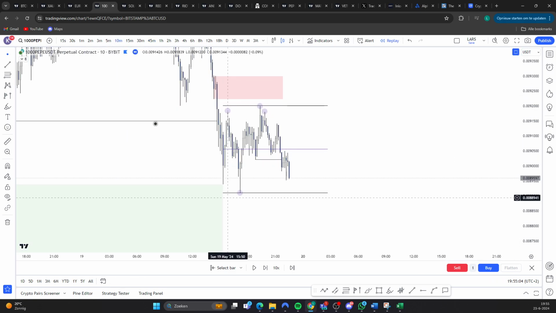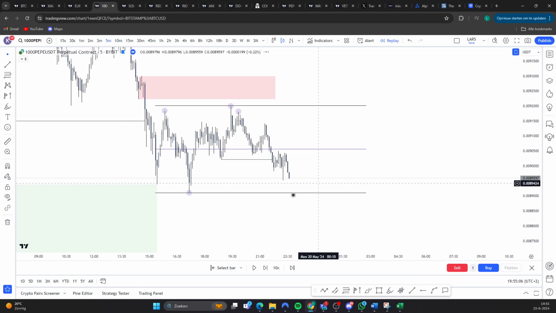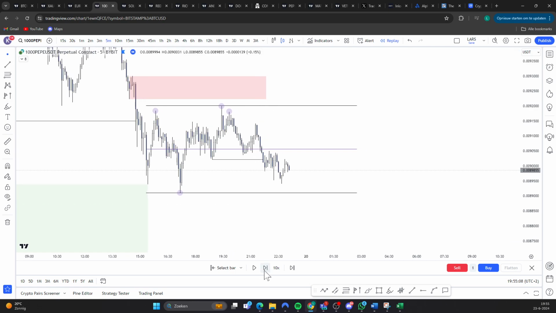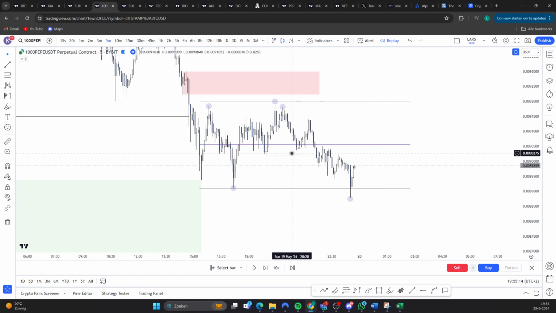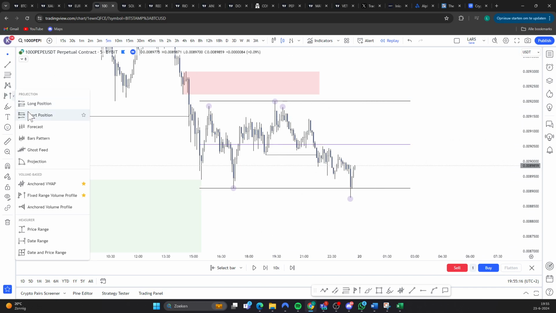It happens all the time, where on the higher time frame, you neglect the first touch in the first point. There you go. That will be my final TP. So let's finish that short real quick.